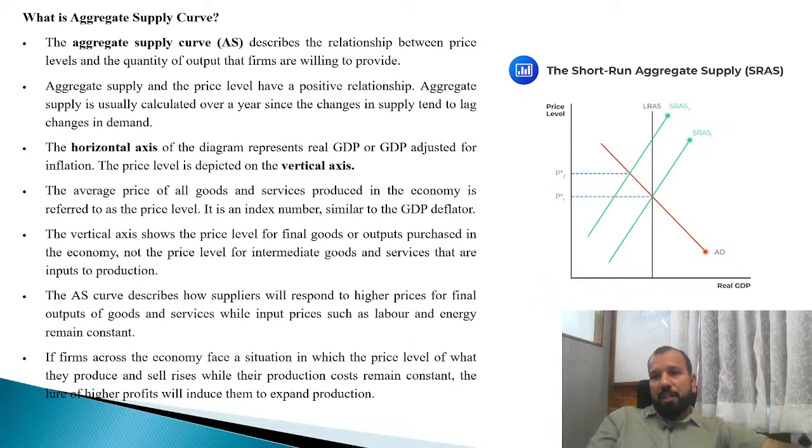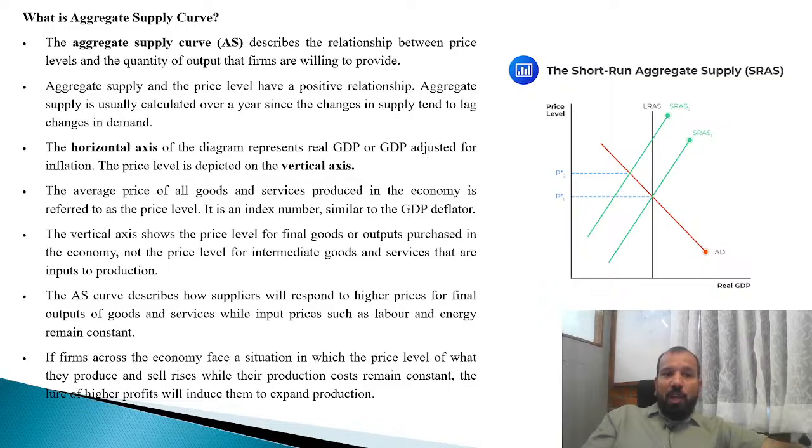Short-run aggregate supply is how this is affecting, one to two. Aggregate supply describes the relationship between the price level and the quantity of output that firms are willing to provide. Aggregate supply and the price level have a positive relationship. Aggregate supply is usually calculated over a year, since changes in supply tend to be like changes in demand. The horizontal axis of the diagram represents real GDP and the vertical axis the price level. Whenever prices are higher, a shopkeeper will always try to sell more product because they will get more money.